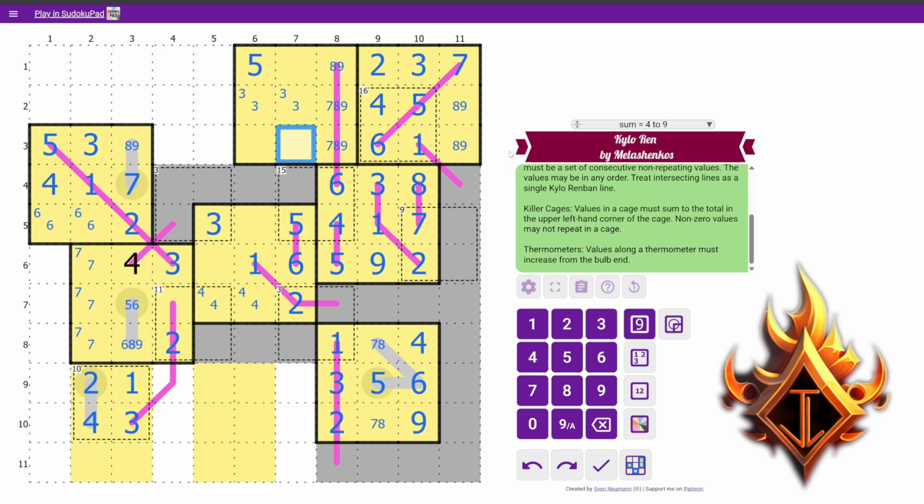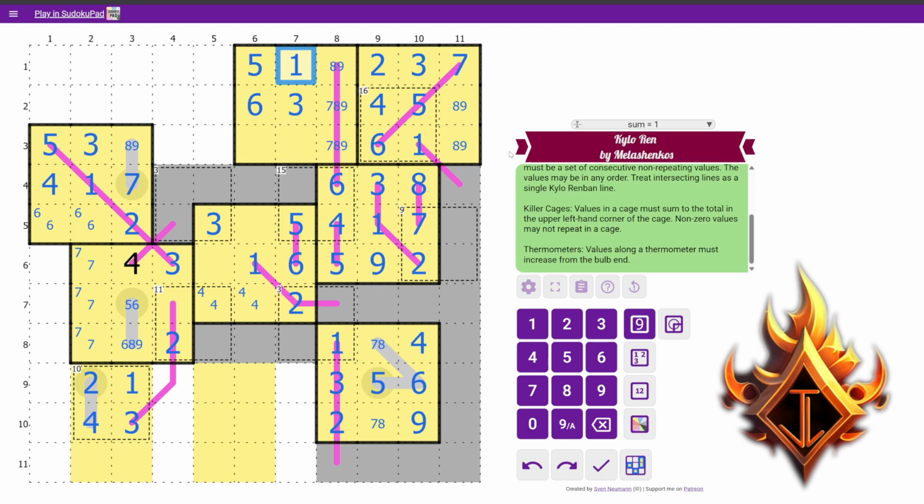1 is in this column. At the top 2. A 6 is over here. It must go there. So that will make that one a 3. And that one 1.